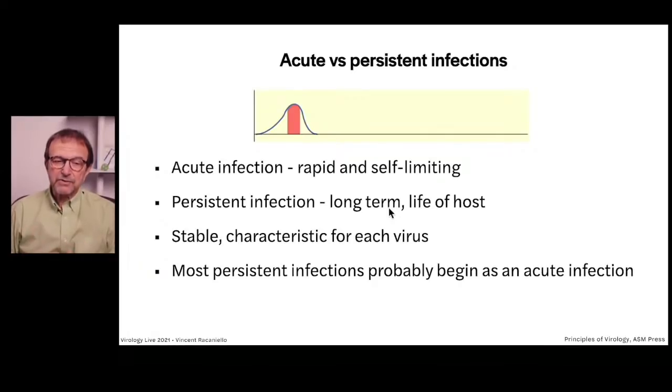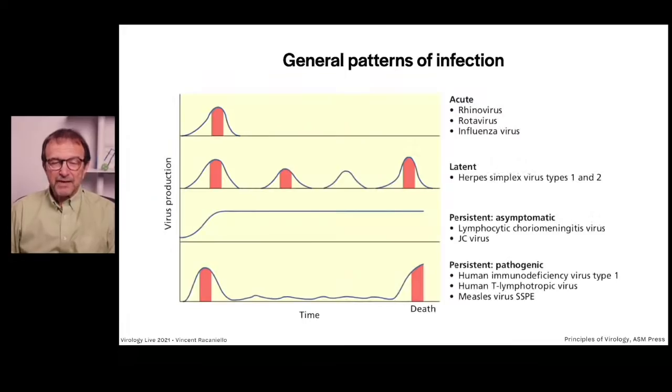And today we'll go through a number of different examples of persistent infections so you can get a sense of that. And I would say that in most cases, persistent infections actually start as an acute infection that is simply never resolved. So here is our graph of general patterns of infection that we saw last time with our acute infections on the top here.